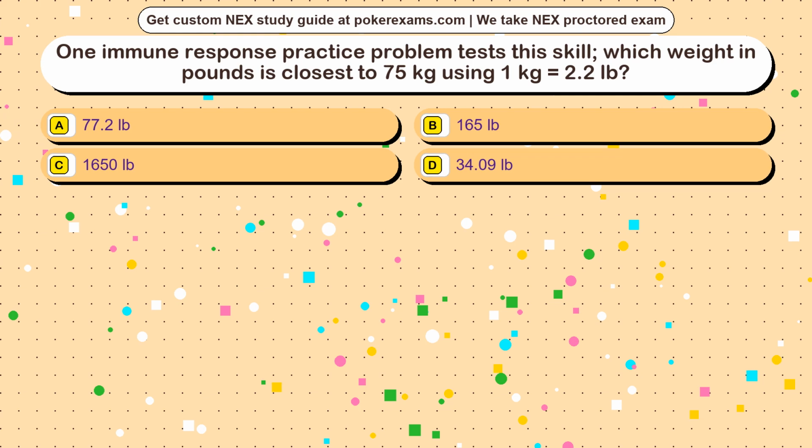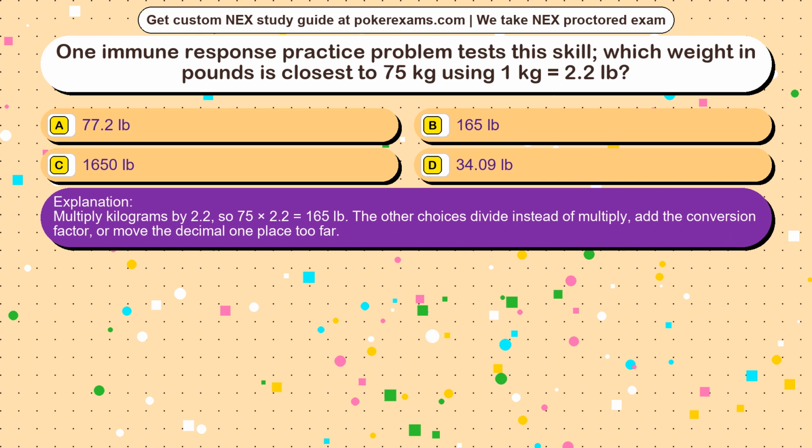The correct answer is option B. Multiply kilograms by 2.2, so 75 times 2.2 equals 165 pounds. The other choices divide instead of multiply, add the conversion factor, or move the decimal one place too far.